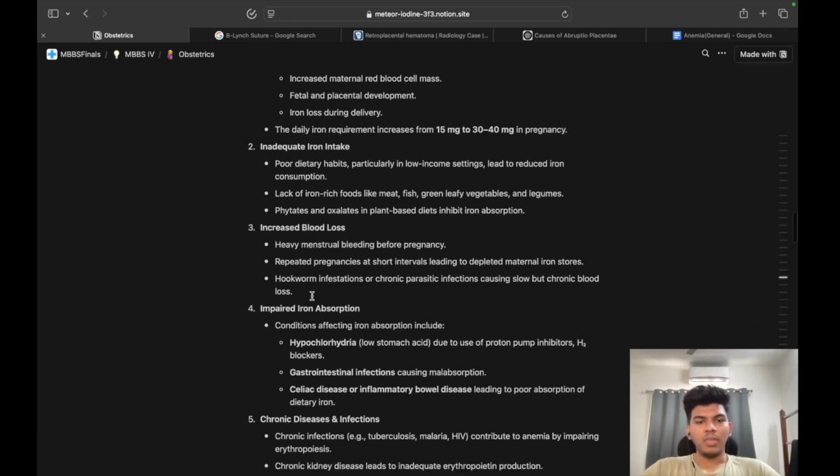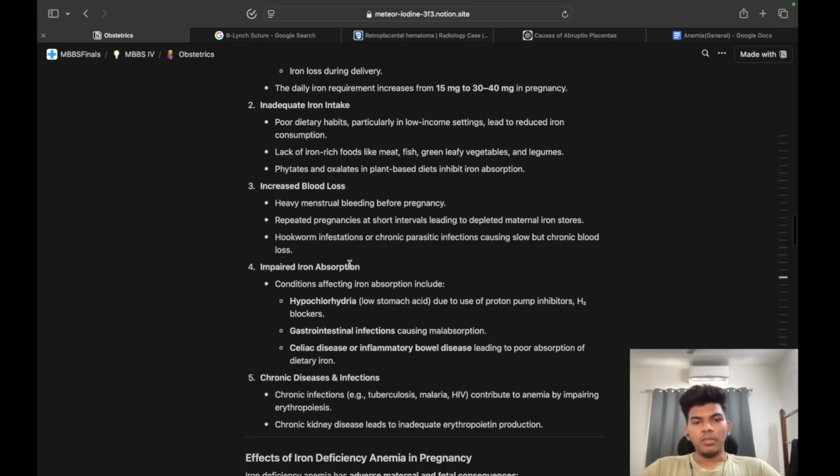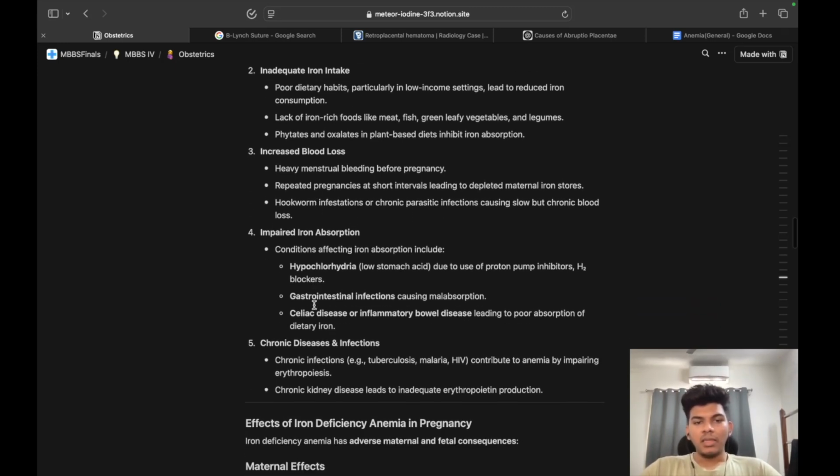Next one, increased blood loss. Heavy menstrual bleeding before pregnancy, repeated pregnancies at short intervals leading to depleted maternal iron stores, and hookworm infestations or chronic parasitic infections causing slow but chronic blood loss. This one makes sense.